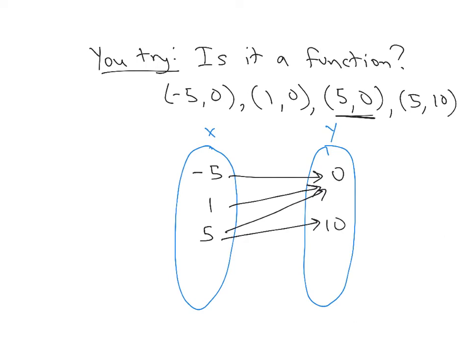And this is my big issue right here, right? My 5 is mapping to both 0 and 10. That's a problem, right? The fact that -5 went to 0 and 1 went to 0 and 5 went to 0, that's okay. But my issue is right here that my 5 is mapping to two different y values. So because of that, this is not a function.